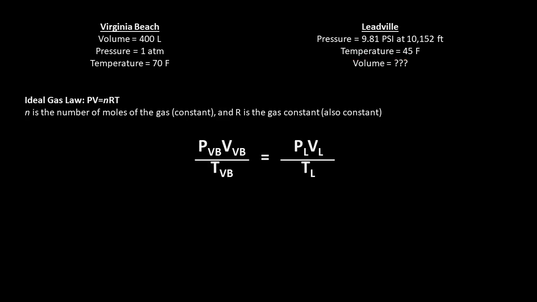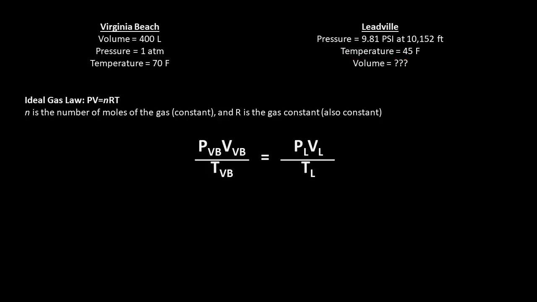The ideal gas law states that PV equals nRT, where P is pressure, V is volume, and T is temperature. N is the number of moles of the gas, which is constant, and R is the gas constant, which, coincidentally, is also constant. Since N and R are both constant, we can set our two conditions equal to one another.